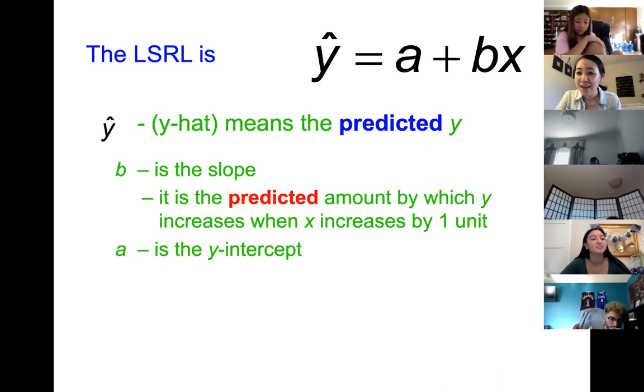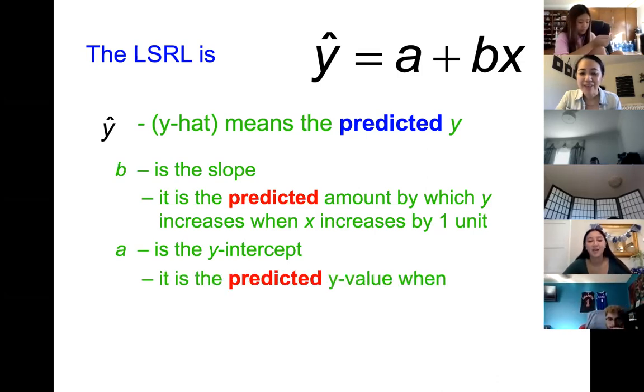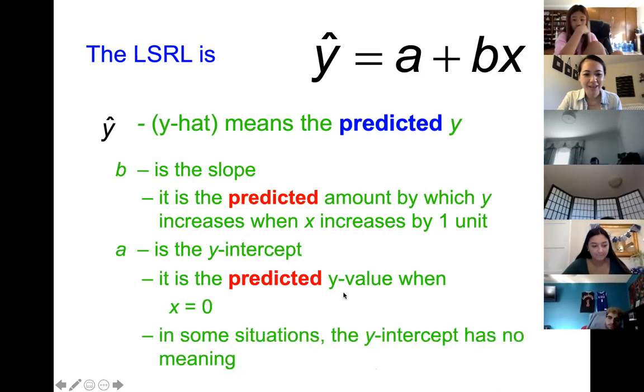All right, A is the y-intercept, and that's the predicted Y value when X is 0. And sometimes the y-intercept might not make a lot of sense in the context. So slope is always pretty important to interpret, but sometimes the y-intercept may or may not be important depending on the situation.